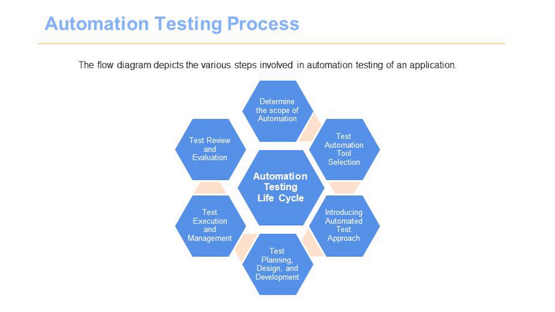So next, you have to introduce the automated test approach. So in this step, you need to bring the essence of the automated testing approach, its methodology, and how the test cases should be automated. And the next phase is all about the test planning, design, and development. This phase defines how to approach and accomplish the goal of test automation. Selecting a test automation framework is the first and foremost thing that is supposed to be done.